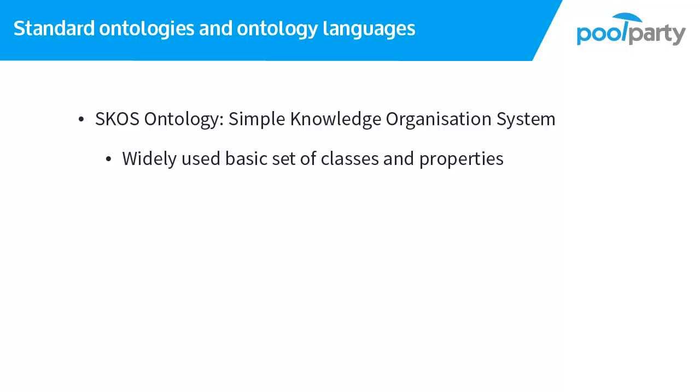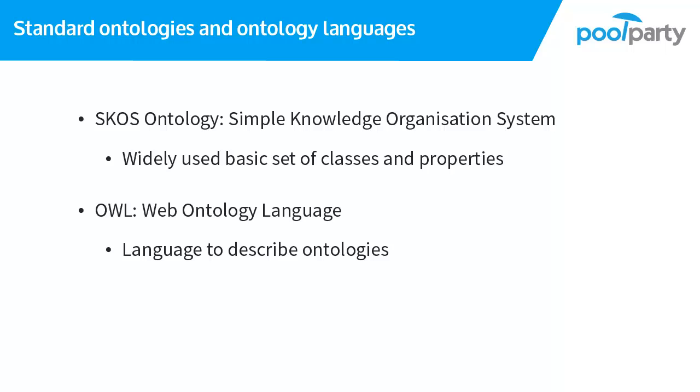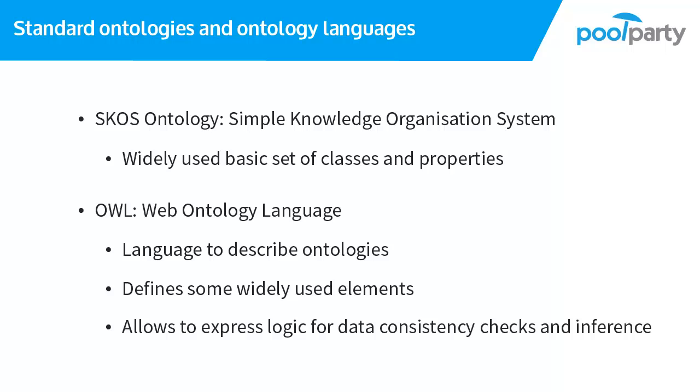Other widely used ontology elements come from the OWL ontology. OWL stands for Web Ontology Language, and it is really a language that can be used to write ontologies. But within that language, there are also some defined elements that can be used directly to describe resources and links between resources. Beyond the provision of some ontology elements, with OWL it is possible to express logic that can be used to check data consistency and support inference of information from existing information.